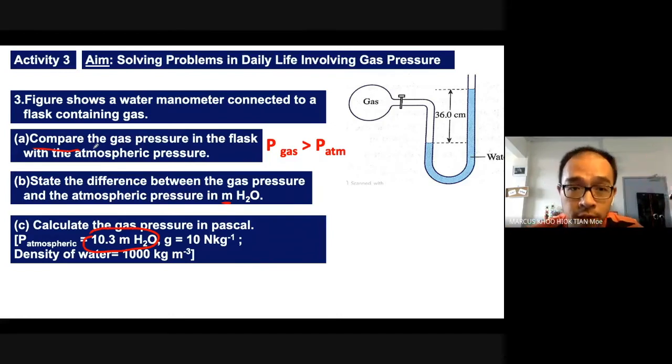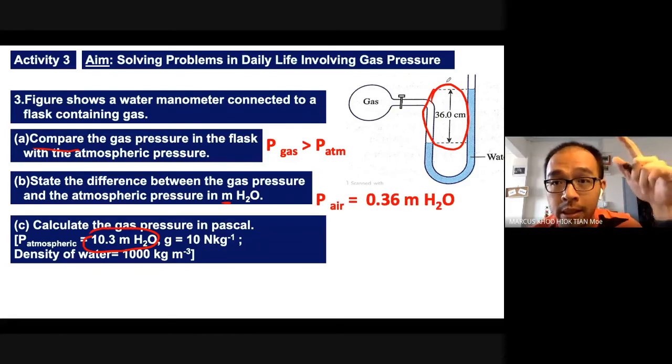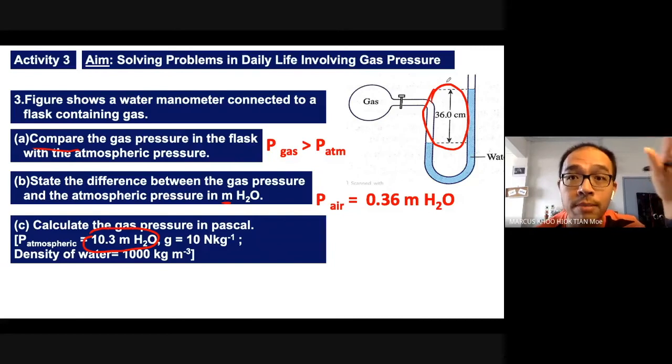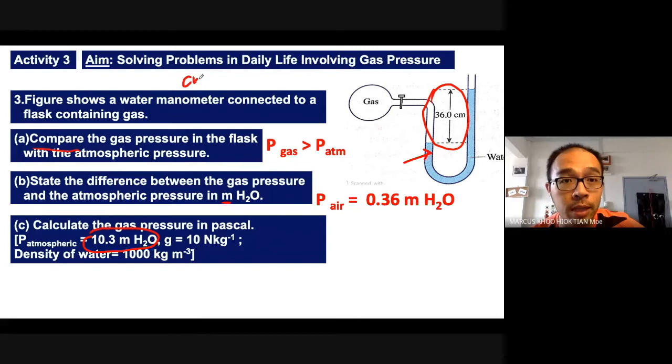So state the difference between the gas pressure and the atmospheric pressure in meter water. This is slightly different now. We've been using centimeter all this while, but now we say the difference between the gas pressure and the atmospheric pressure is 36 centimeters. So we have to convert it into meter. That's why it's 0.36 meter water. The reason we're using water is because inside the manometer is water. In our previous example, we were using mercury. That's why the unit is centimeter mercury.